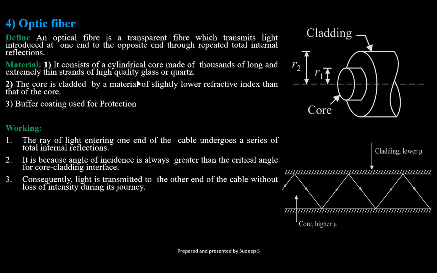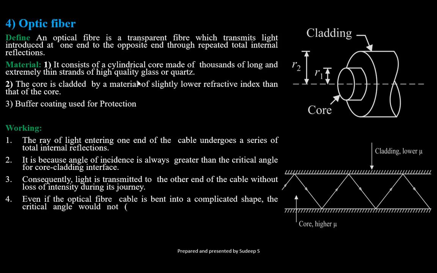So the intensity of the light here, or in this case we can also say the signal, its intensity stays quite strong because it's traveling with the speed of light. So even if the optical fiber cable is bent into a complicated shape, the critical angle will not be exceeded, so that the light is transmitted practically undiminished to the other end. Okay, so here we finish the working of optical fiber.